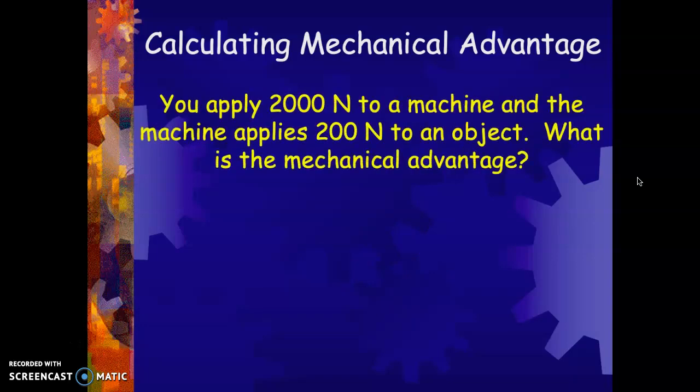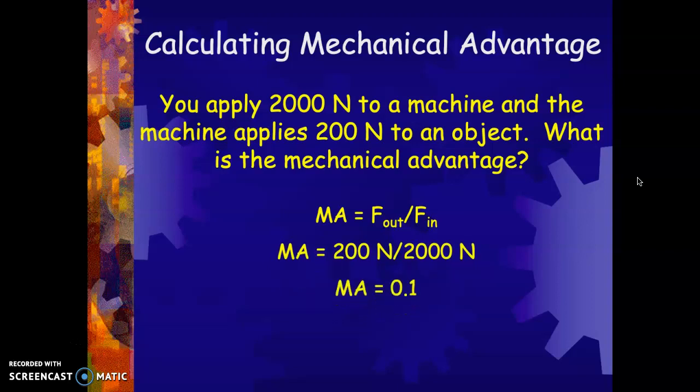Sometimes you may even use a machine in which you have to apply more force than what the machine puts out. Okay, so for example, here you're applying 2,000 newtons to a machine, and the machine applies only 200 newtons to the object, so what is the mechanical advantage? Again, simply force out divided by force in. You're only getting out 200 newtons from the machine. You're putting in 2,000 newtons. Mechanical advantage is much less than 1. It is simply 0.1.